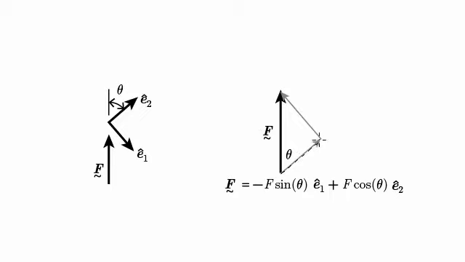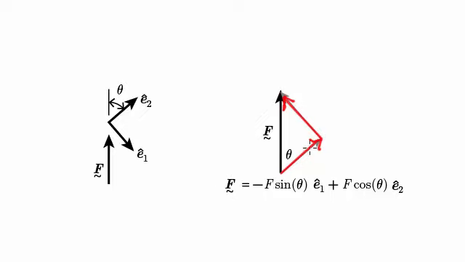I'm going to go out this way in the e hat 2 direction, or parallel to the e hat 2 direction. And then I'm going to go this way in the e hat 1 direction, or the minus e hat 1 direction. These two vectors are arranged in a tip to tail fashion, so they add up to f. And of course that's the whole point, right? We want vectors in the e hat 1 direction and e hat 2 direction to add up to f.